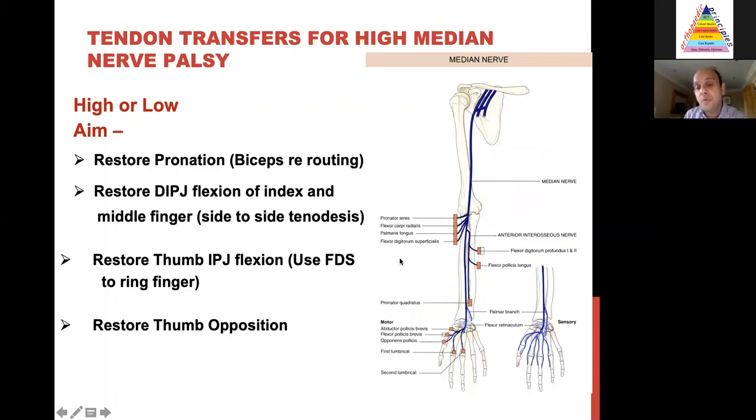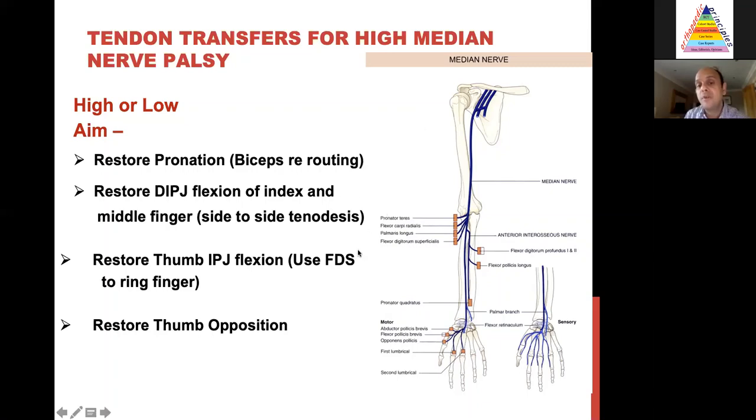Median nerve supplies these 4 muscles. Now, because pronator teres and pronator quadratus both are gone in a high median nerve palsy, we need to restore pronation for the patient. Pronation is very important for all those people who work on computers or writing jobs, because you pronate your forearm and that's how you type and write. So for pronator teres we will have to do a tendon transfer, so that we can use biceps to help us. FCR not needed because you still have an intact flexor carpi ulnaris, which is supplied by the ulnar nerve.